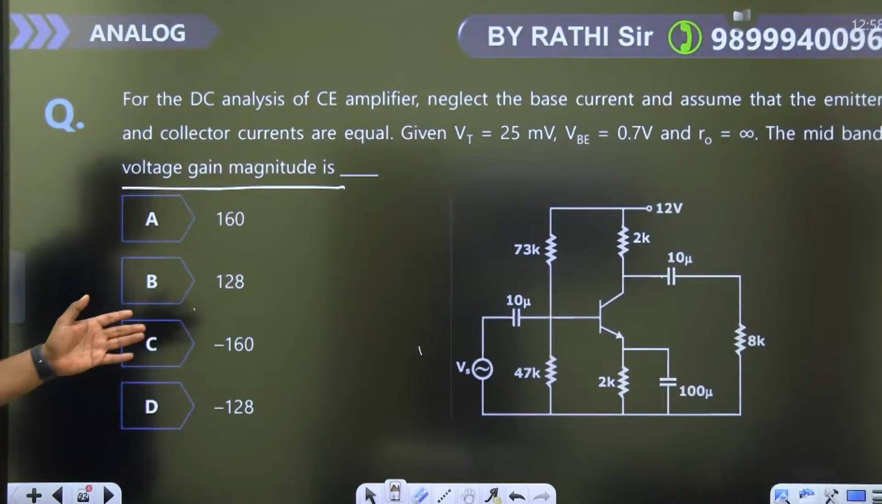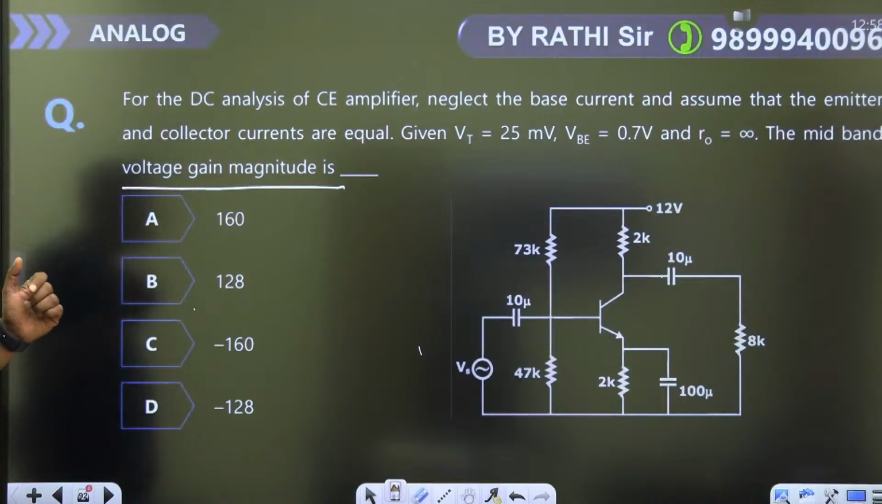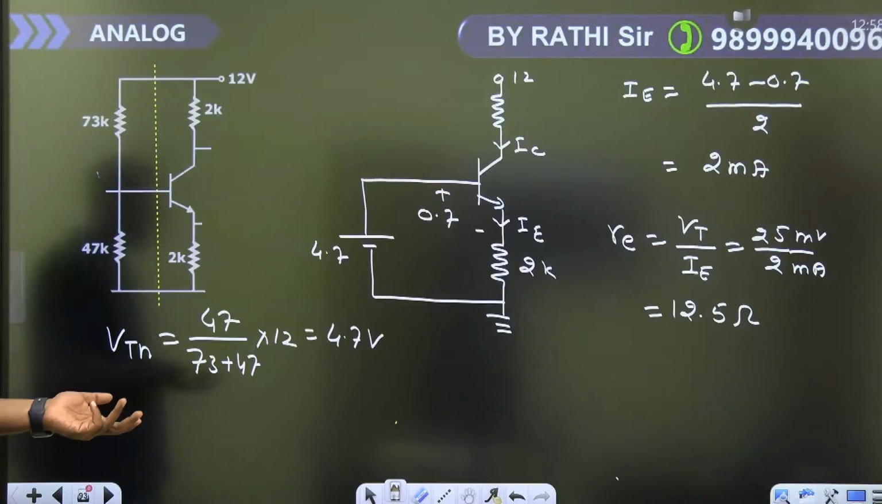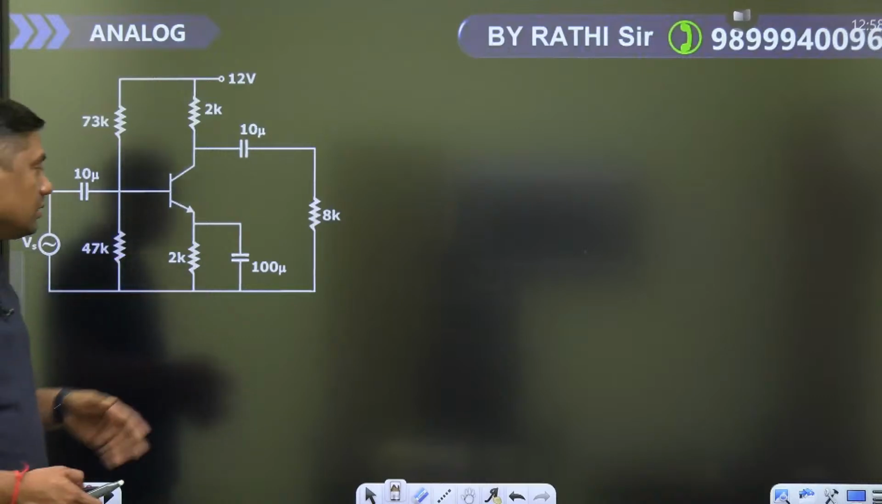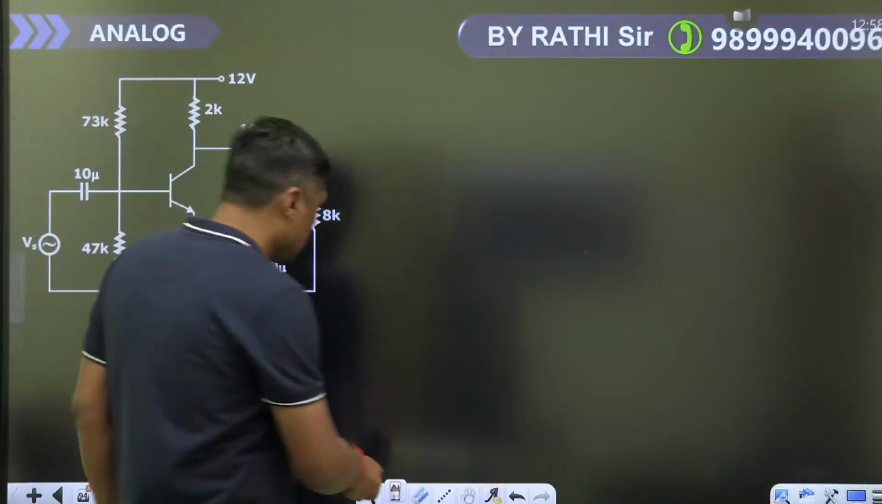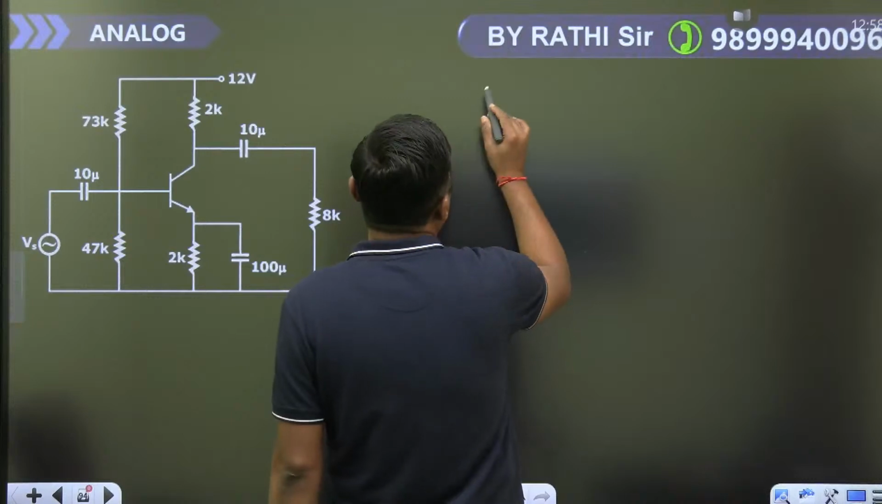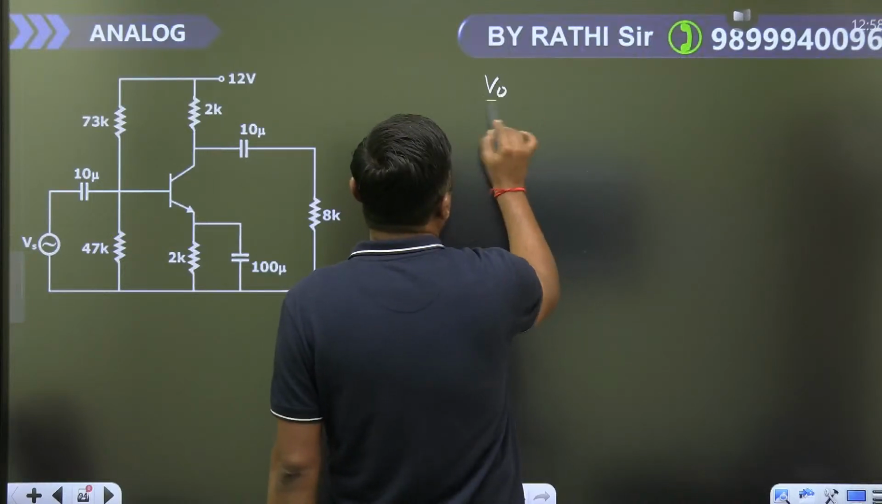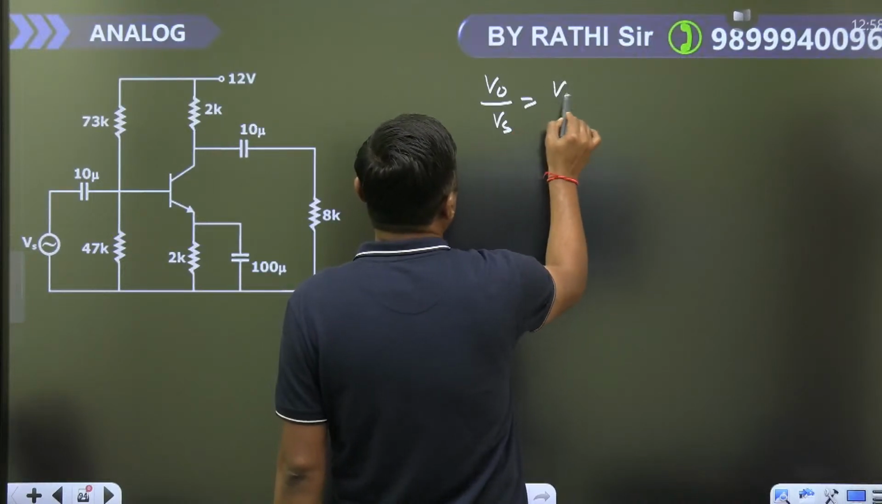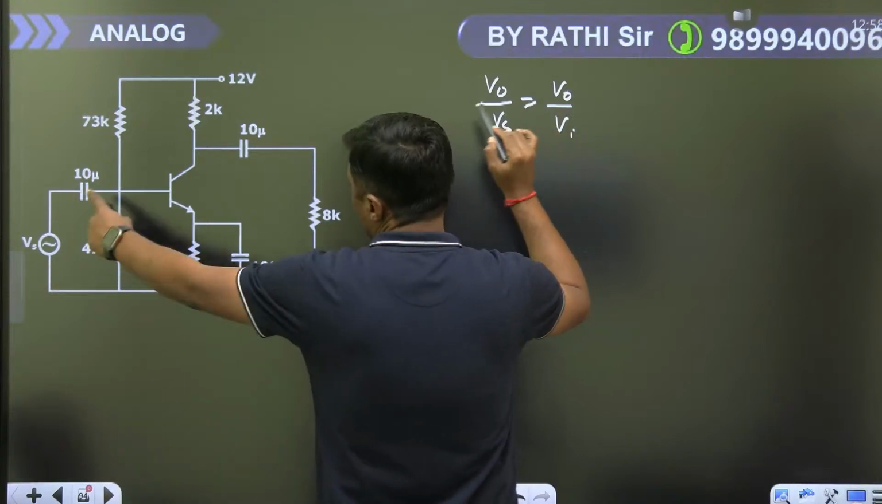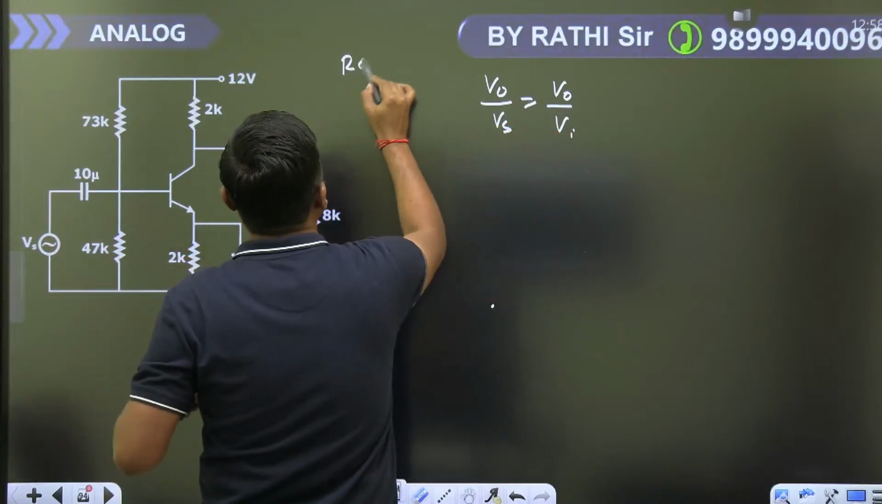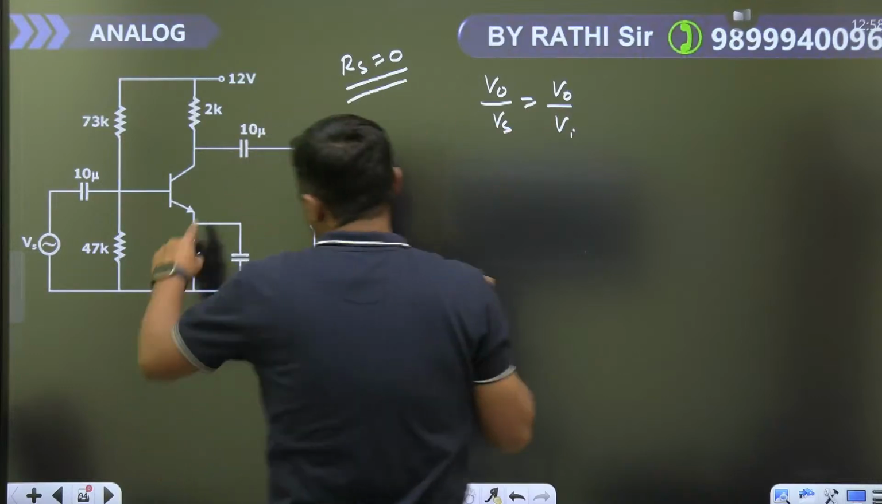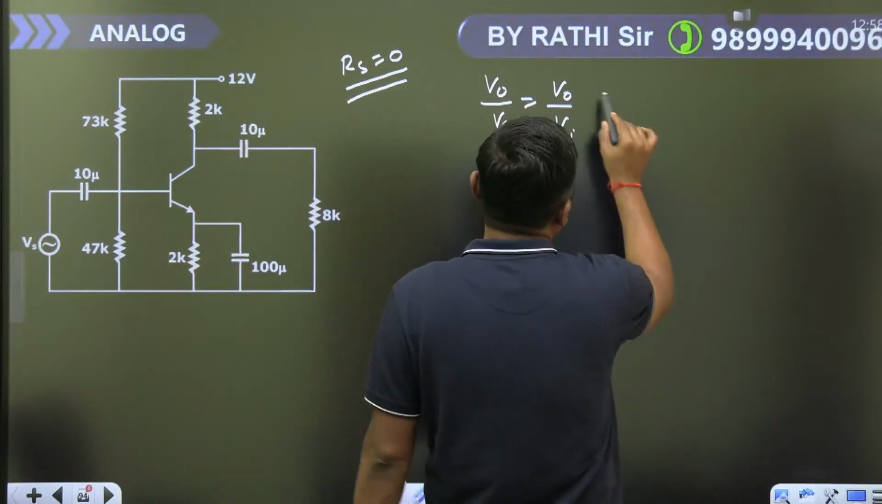So you can replace it by what? It's a small signal model. Or directly you can use this formula. What formula? This is bypassed. Then directly you can use this formula. Vo upon Vs is nothing but Vo upon Vi. Why? Because Rs is 0, Rs is not given. This is bypassed. If this is bypassed, what is the formula?